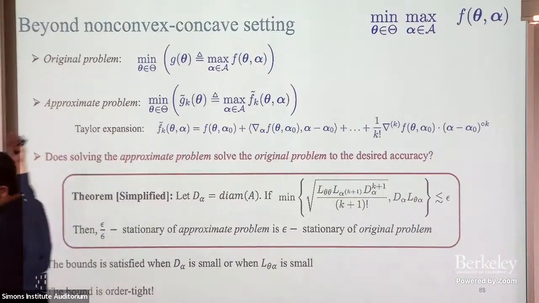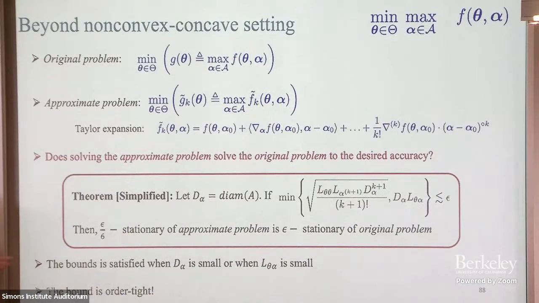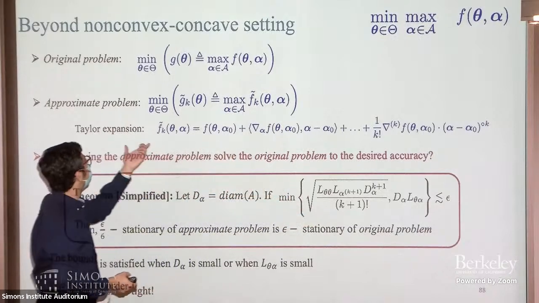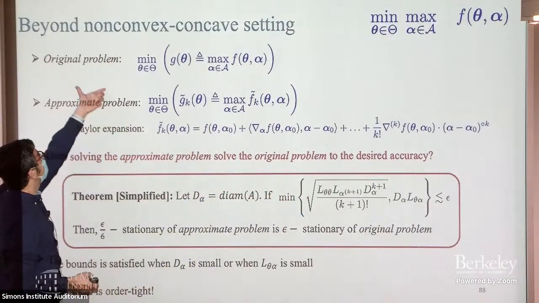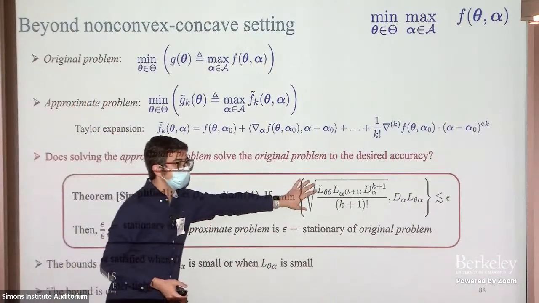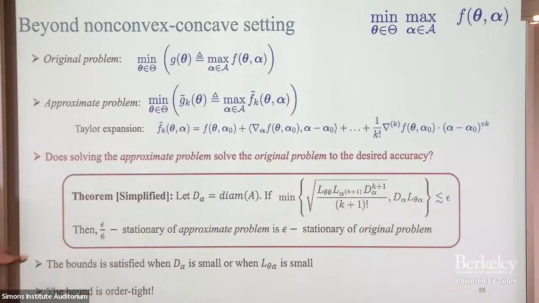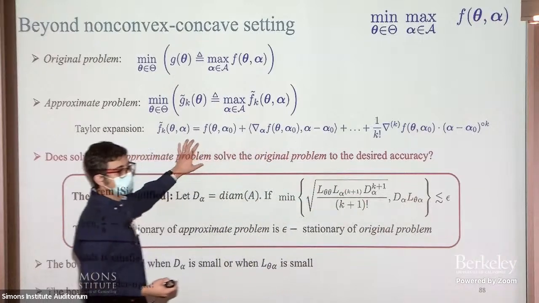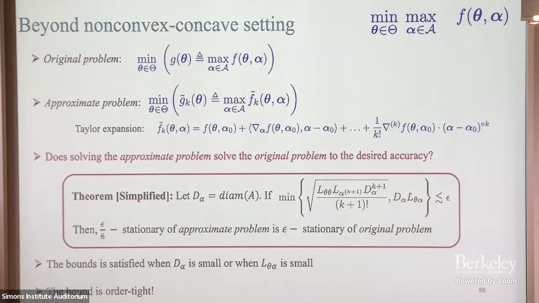At least with this approach, the results are order tight, meaning that the epsilon stationary, you can think of this as an additive term: the epsilon accuracy at which you solve this problem versus the epsilon accuracy that you have here. This is the gap that you have between the two. And this is order tight, meaning that there are problem instances that you can construct where you cannot go beyond this with this strategy. Is it clear? Okay.